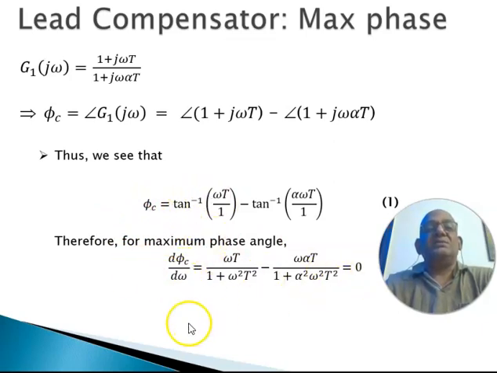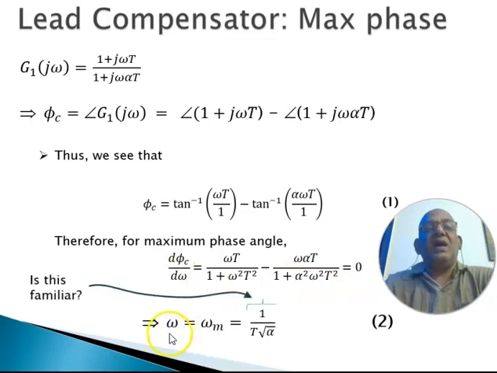So this is 0, and thus we have omega equal to omega m, which is 1 over T root alpha. If you solve this equation, you will get omega is 1 over T root alpha, which is the geometric mean of the zero and pole, as we have noted in the previous slide. Remember this value of omega m, which is 1 over T square root alpha.